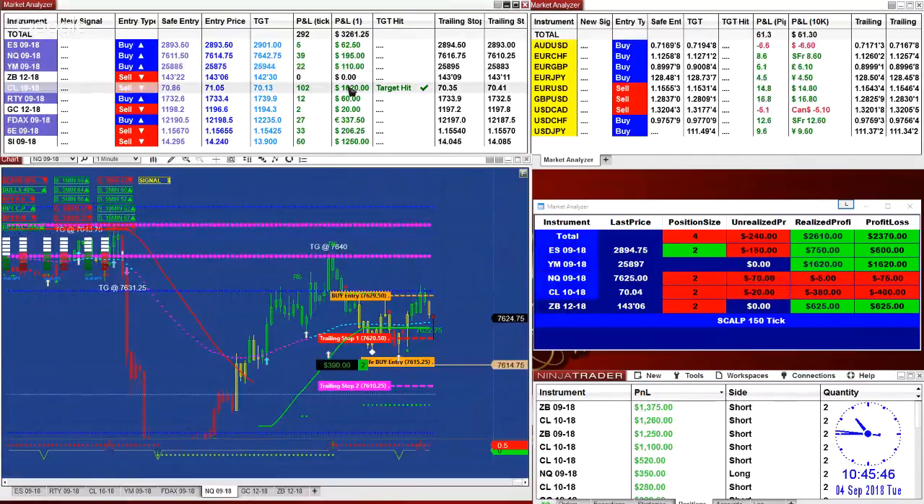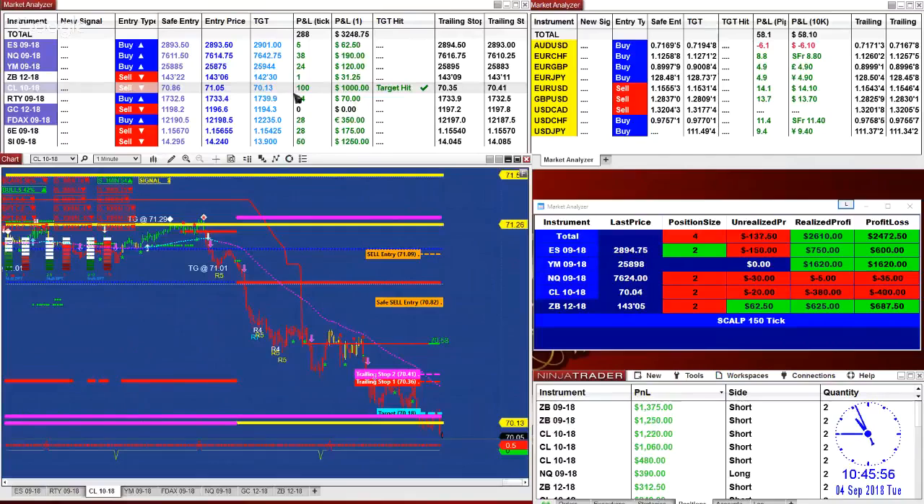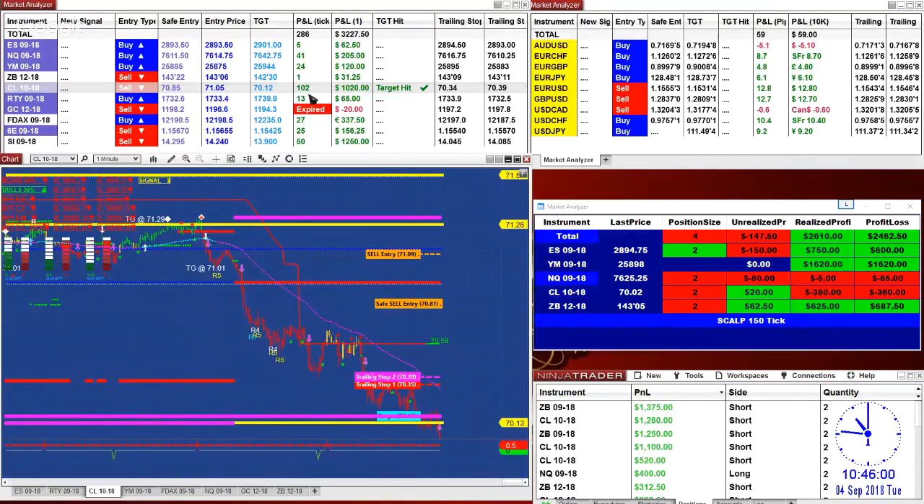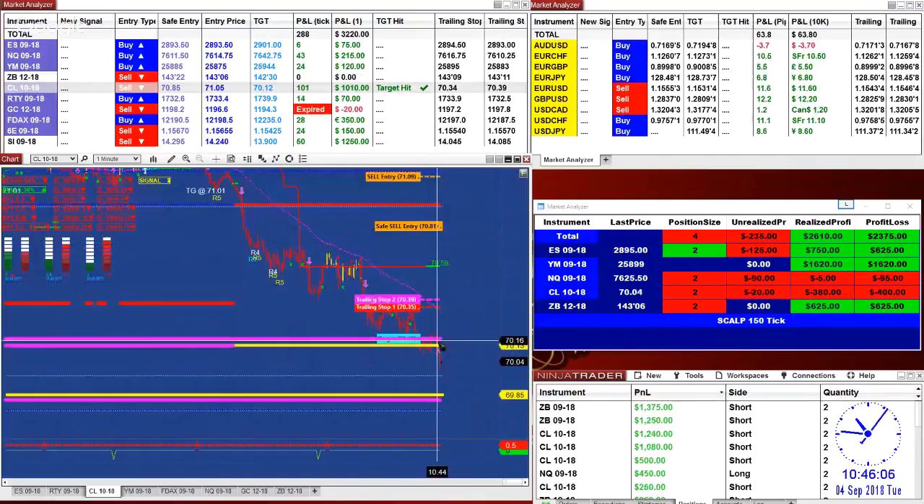What is this? Target hit on the CL. Earlier today on the CL, the entry on the CL was 71.05. We hit 70.13 and made 100 ticks. And now the CL is sitting here, a big mess.